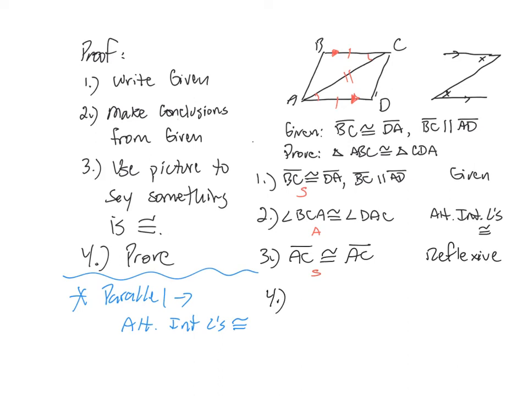So then the prove part is at the end. Triangle ABC is congruent to triangle CDA, and the reason is SAS, or side, angle, side. Okay, most of the proofs that you will do are going to be very similar to this.